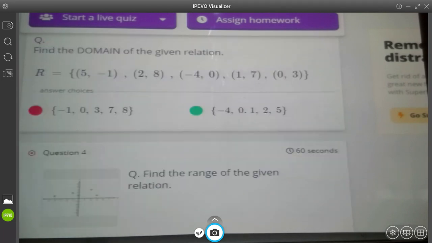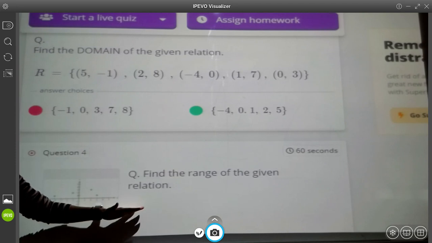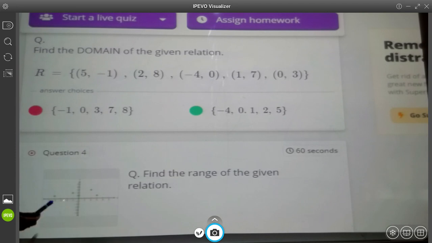All right, so it says in this one, no, don't move. It says find the range of the given relation. So this time, we've given you the graph. So can you click on the graph? Just click on it, yeah. All right, so here it is bigger.